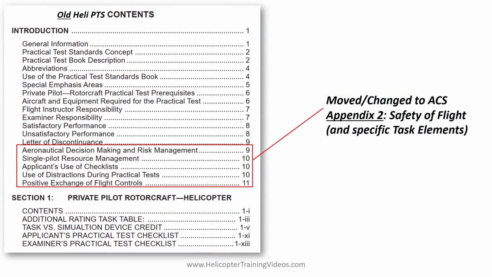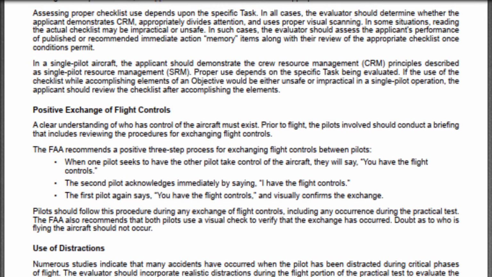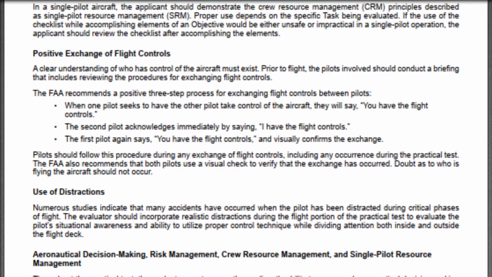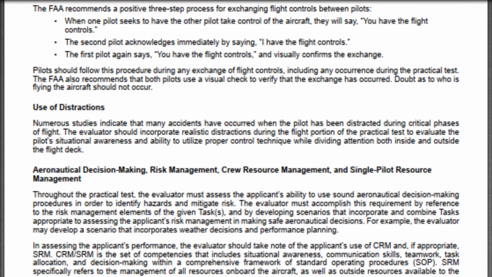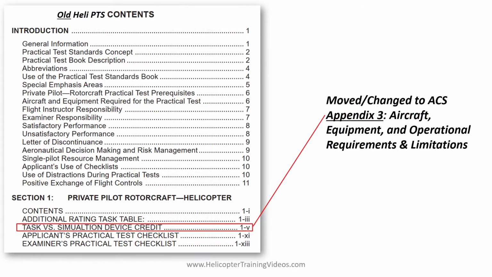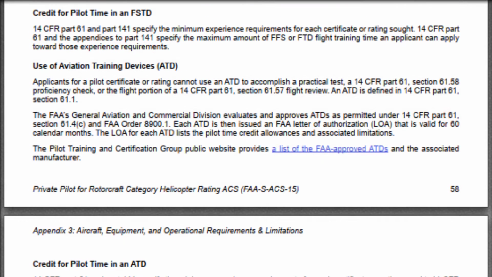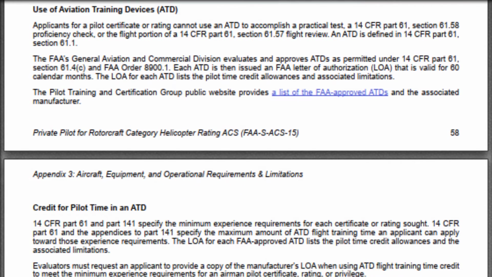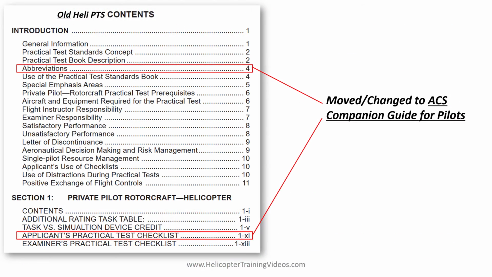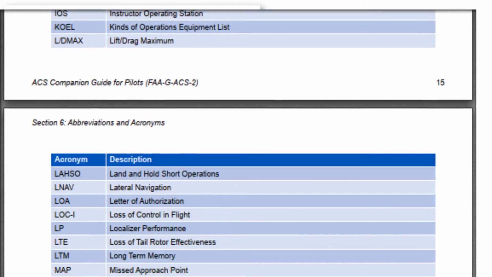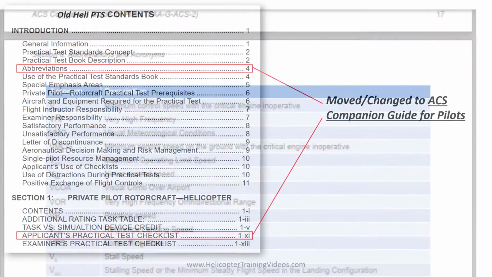Here we can see the ADM and risk management, the single pilot resource management or SRM, the applicant's use of checklists, distractions, and positive exchange of controls. All of those have been moved into Appendix 2, which is safety of flight. And some of those have also been blended into specific task elements. Here, the task versus simulation device credit has been moved into Appendix 3 and changed slightly. That's under the aircraft equipment and operational requirements and limitations. Abbreviations and the practical test checklist have been moved or changed to the companion guide again.